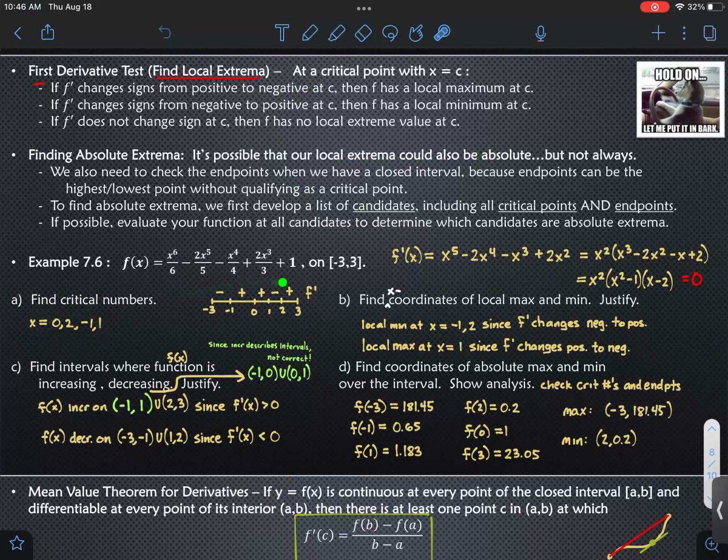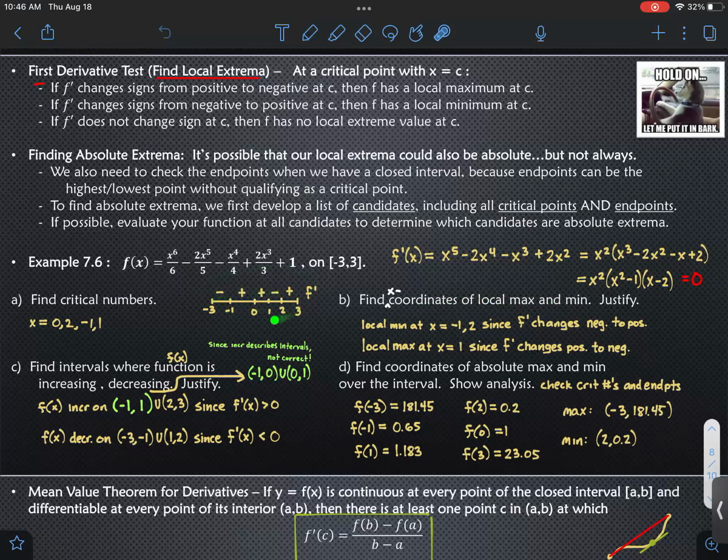I'm already setting up my number line for f prime. I've got my endpoints, all those critical numbers, and then again, pick numbers within each subinterval to test if f prime is positive or negative. And then we use all that info in part B. It says find the x coordinates of local max and min. And we're just looking at our sign chart here.